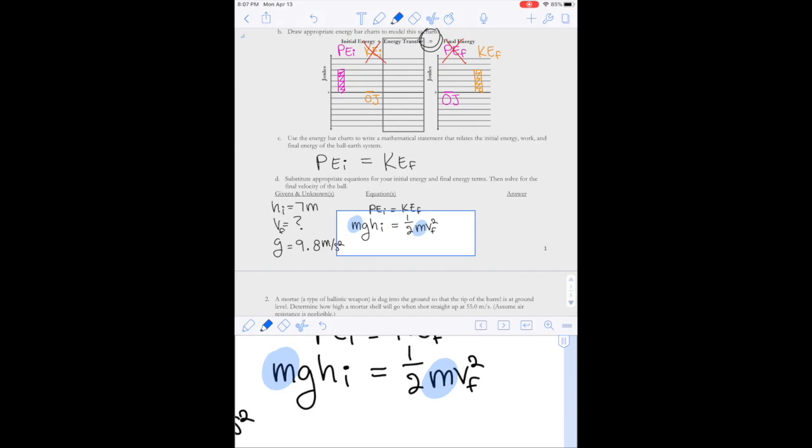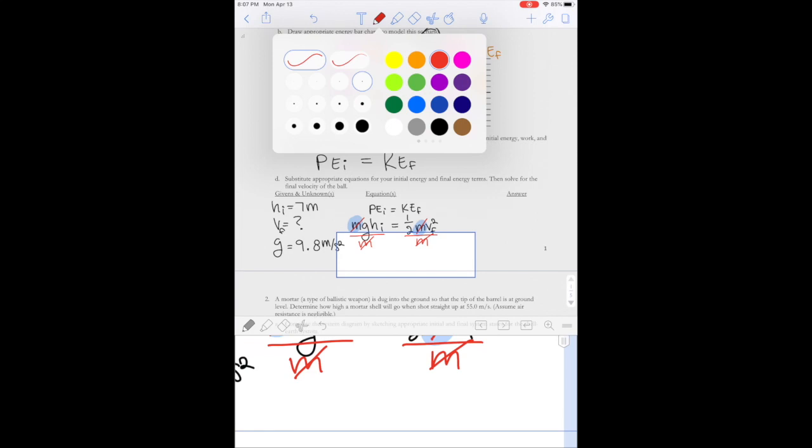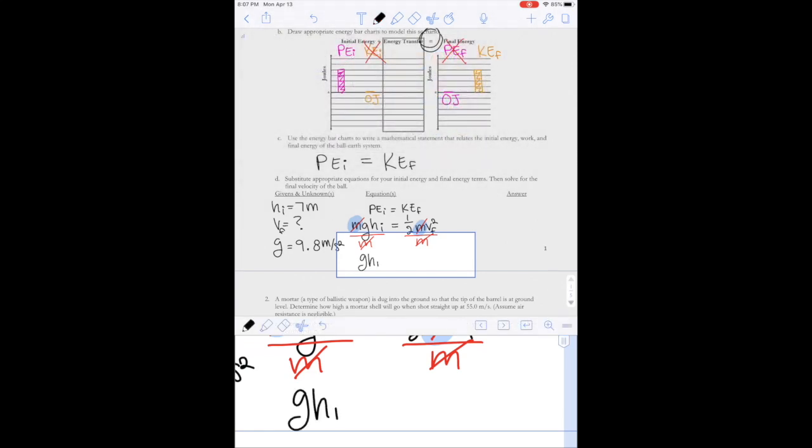All right, so here I might be stuck. But there's this really cool thing. Because mass is in both terms, it's on both sides, I can cancel it. All right, here's how I would do that. I could say we're going to divide by mass over here. And anything I do to one side, I have to do to the other. So because I divided by mass on the right side of my equation, those cancel out. And guess what? Those ones cancel out as well. And so that leaves me with gravity times initial height equals 1/2 times velocity final squared.